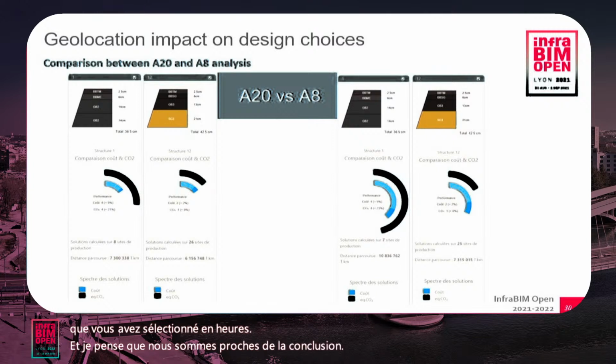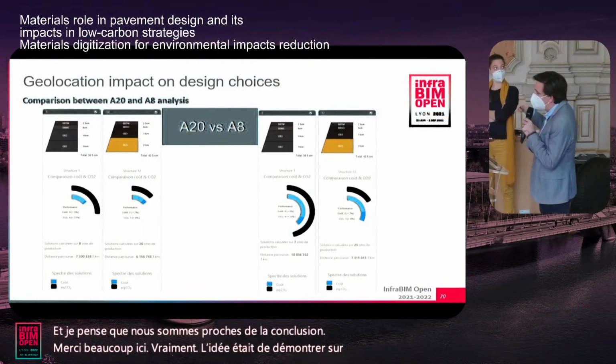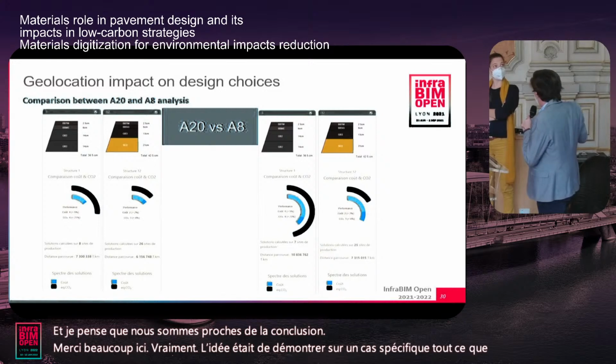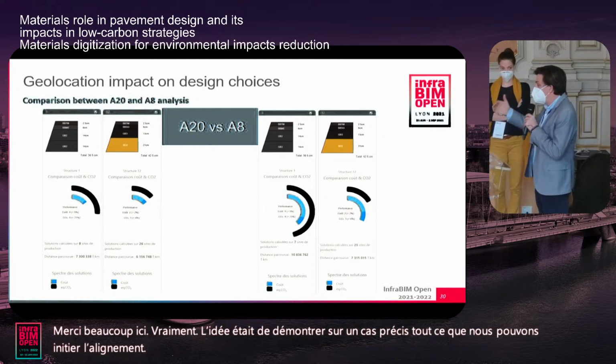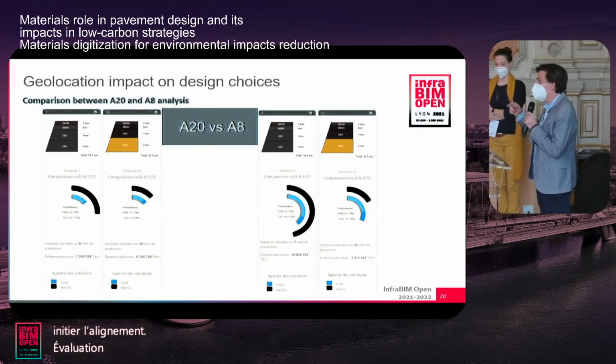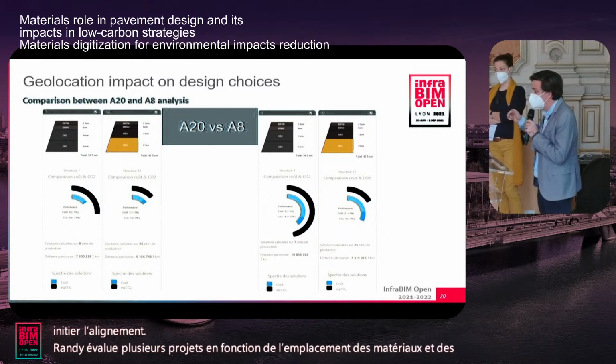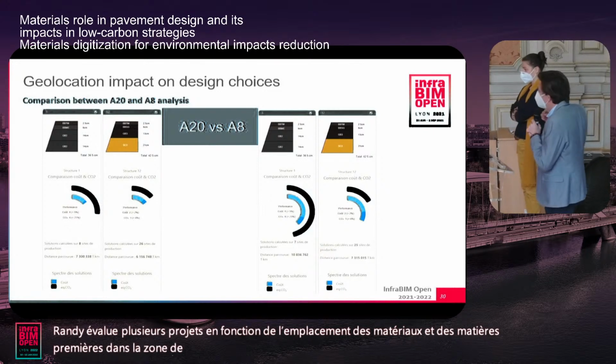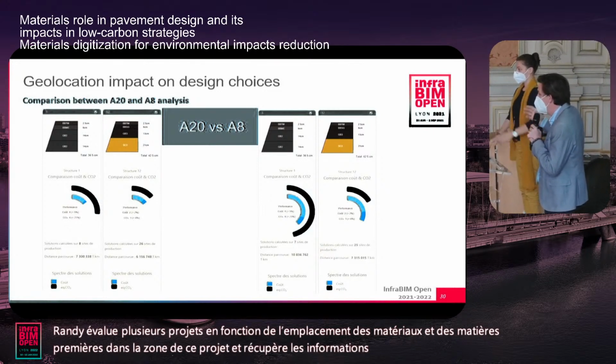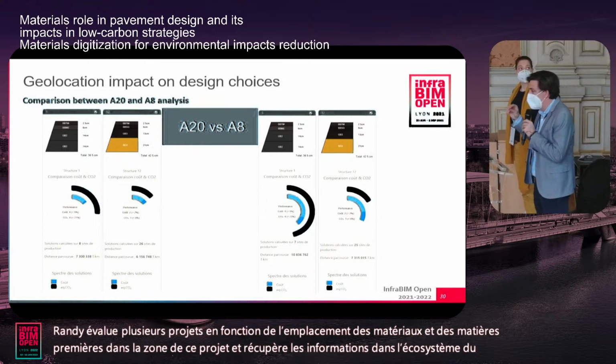Thank you. So here really the idea was to demonstrate on a specific case how we can initiate the alignment, run the assessment of multiple projects based on the location of the materials and raw materials around in the area of this project, and get back the information within the BIM ecosystem or in the model directly.